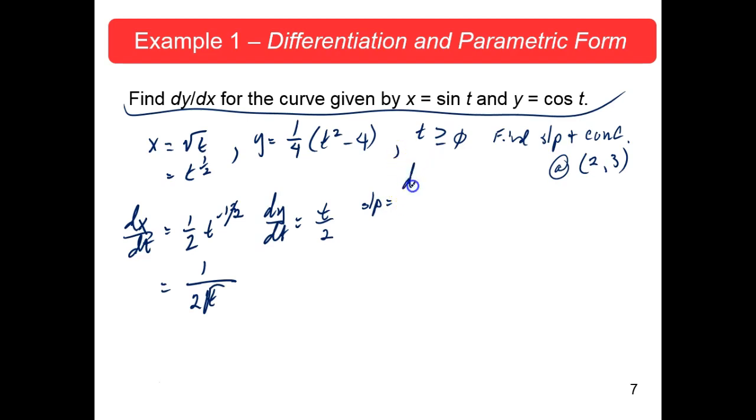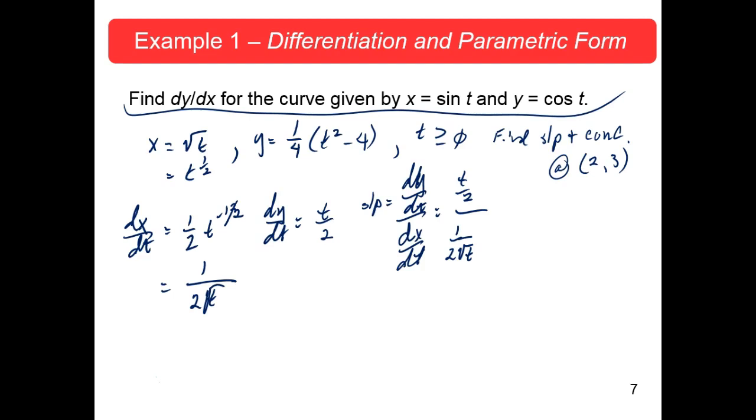Yeah, it is dy dt over dx dt. Okay, and that would be t over 2 over 1 over 2 root t. But we're wanting this when x is equal to 2 and y is equal to 3.